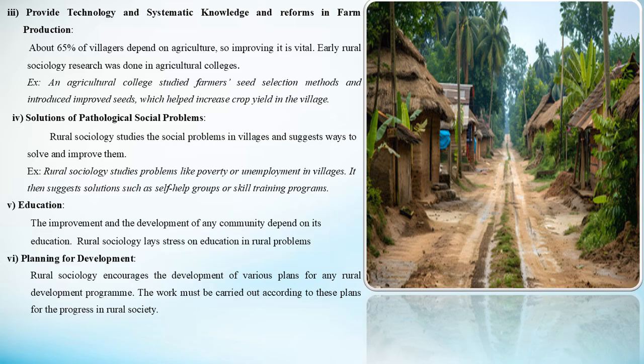4. Solutions of pathological social problems. Rural sociology studies the social problems in villages and suggests ways to solve and improve them. Rural sociology studies problems like poverty or unemployment in villages. It then suggests solutions such as self-help groups or skill training programs. 5. Education. The improvement and the development of any community depend on its education. Rural sociology lays stress on education in rural problems.